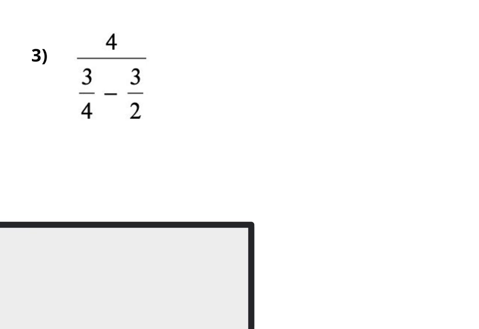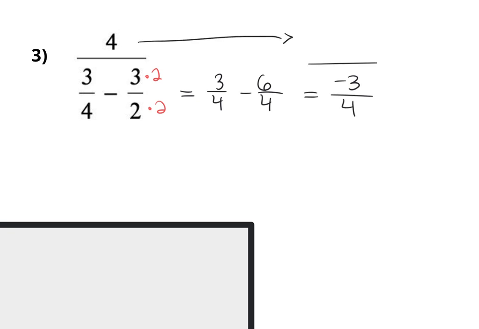I have 3 over 4 and 3 over 2. I want to get them to have the same denominator. So what do I have to multiply? And by what? Yeah, I multiply by 2. So 2 here and 2 here. Okay? So I have 3/4 minus 6/4, right? 3 minus 6 is negative 3 over 4. The numerator, I didn't have to do anything with. It's just a 4. So I just drag it on over.